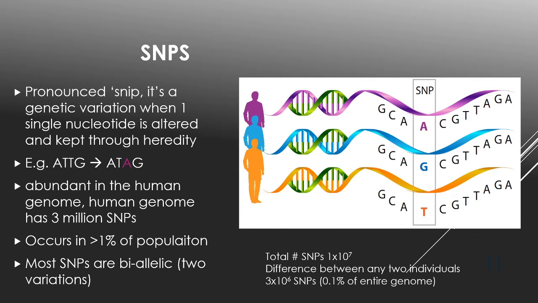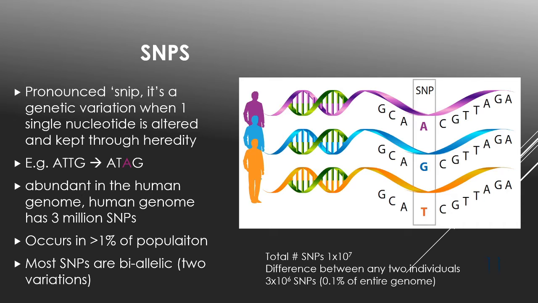SNPs, pronounced 'snips'. It is genetic variation when one single nucleotide is altered and carried through heredity. So you have ATTG, then it becomes ATAG. In the human genome, it is very abundant. The human genome has millions of SNPs, occurring in more than 1% of the population, and most SNPs are biallelic. So you have two variations. As you can see here, these are 3 people. You have GCAA. This blue one is GCAG. The yellow one is GCAT. So where is the SNP? The SNP is in the fourth letter, A, G, T. That's the position where it is changed.